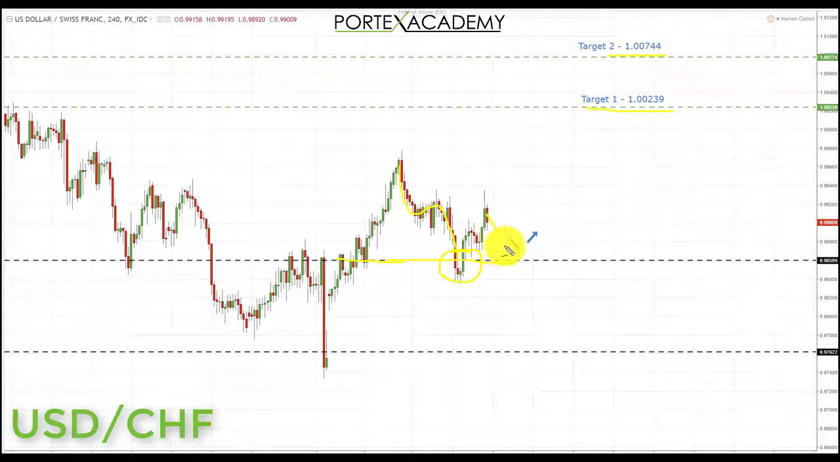Now, if we get a pullback and a retest of this key area of broken resistance over here turning support, this would provide a great secondary opportunity to look for bullish formations and patterns. And we would again be looking up towards the targets as highlighted here, the next key areas of resistance to the upside are the 1.00239 and the 1.00744.